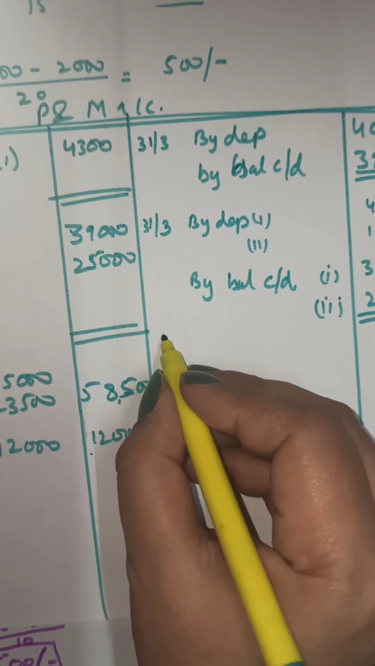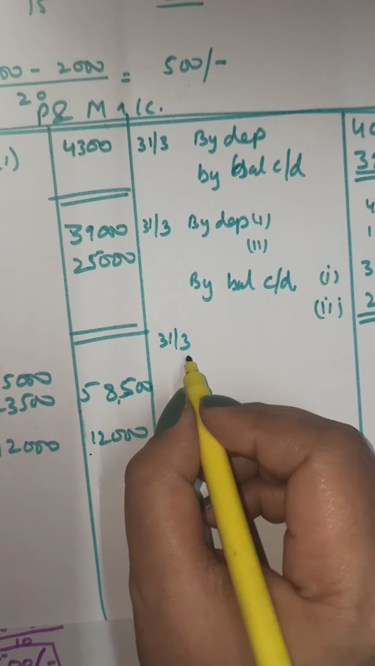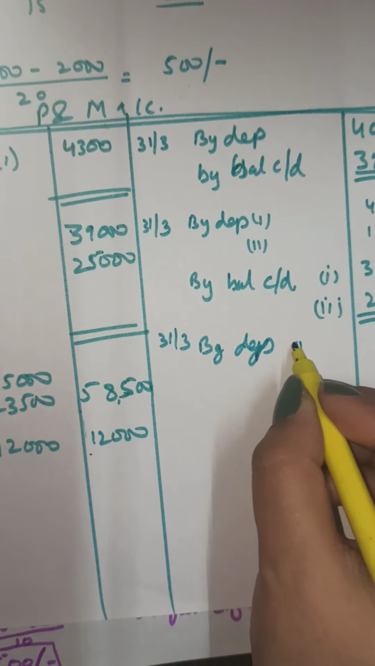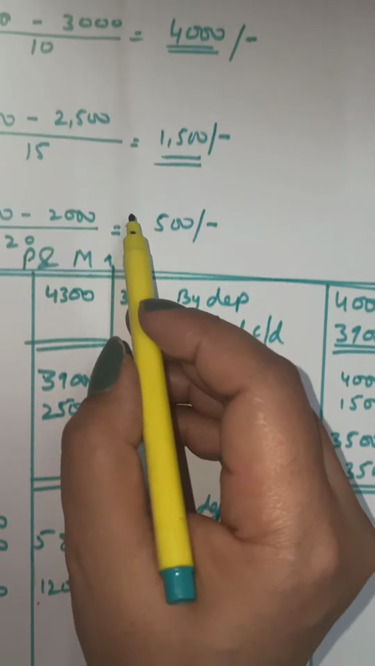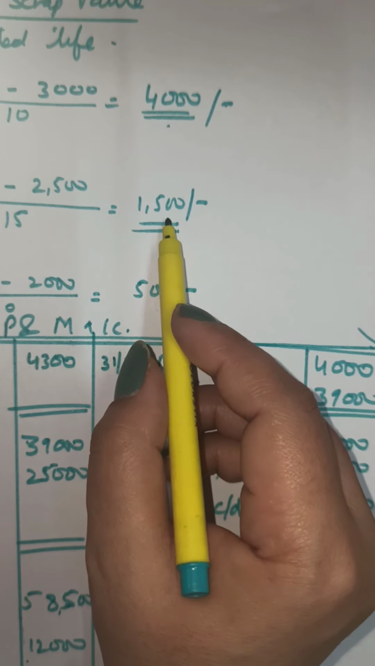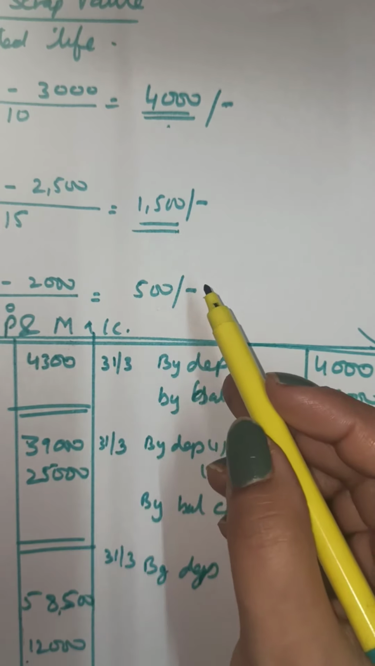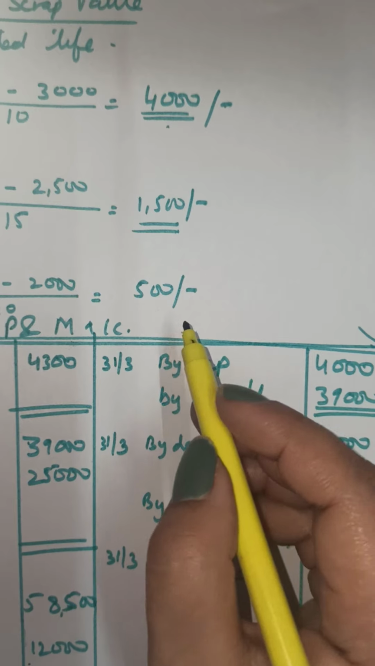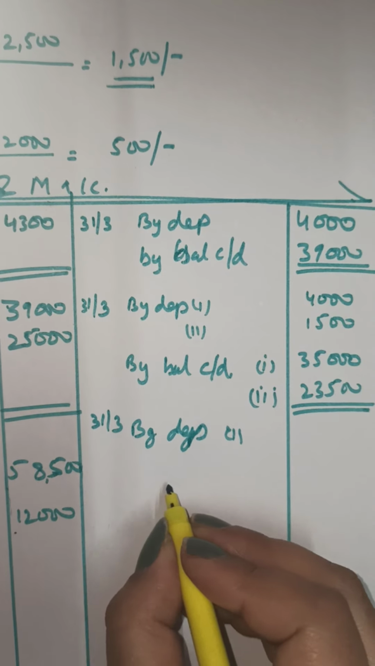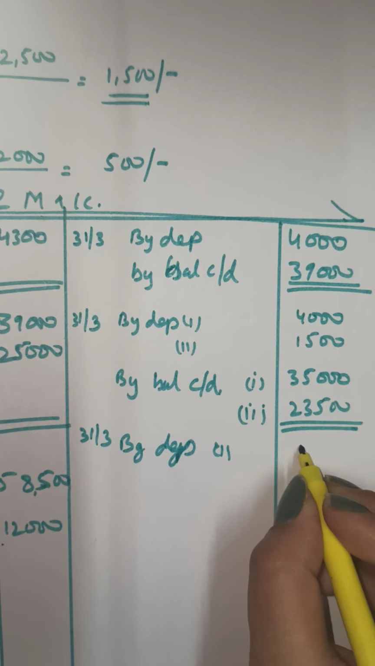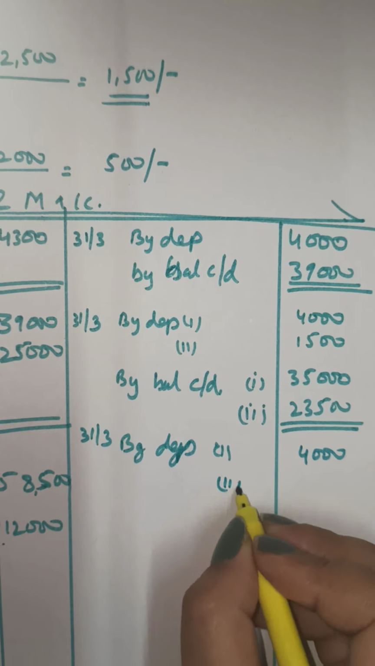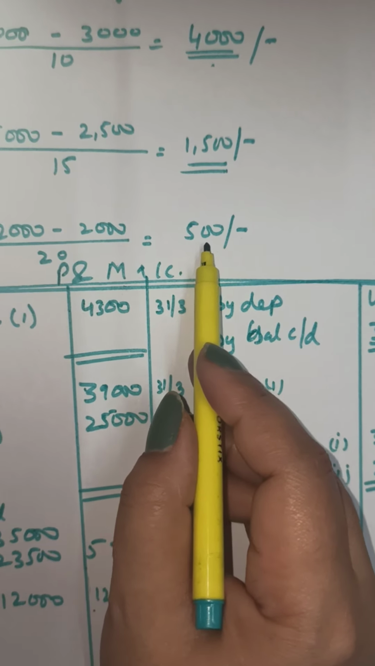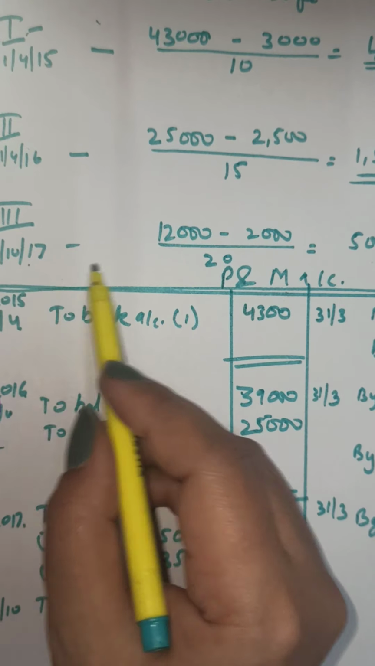Now when we charge depreciation on 31st March 21/8, that will be by depreciation. Depreciation on the first asset is rupees 4,000. Depreciation on the second asset is 1,500. Depreciation on the next asset is rupees 500. But here, children, remember, the third asset depreciation is 500, but this is the depreciation for the whole year.